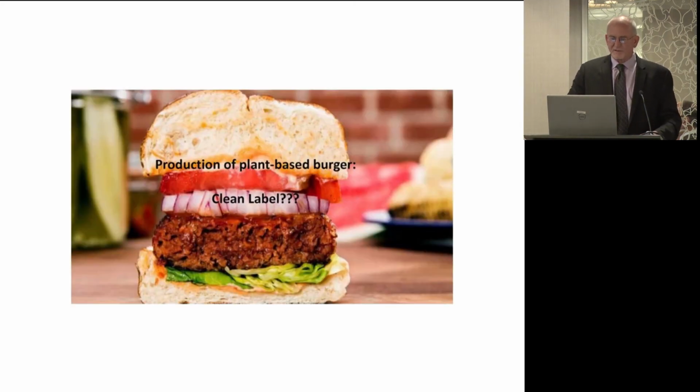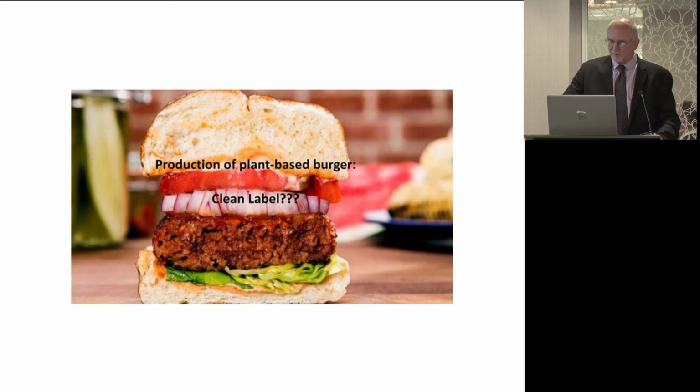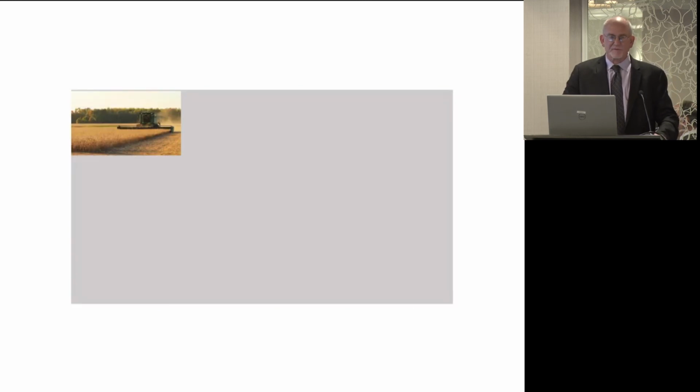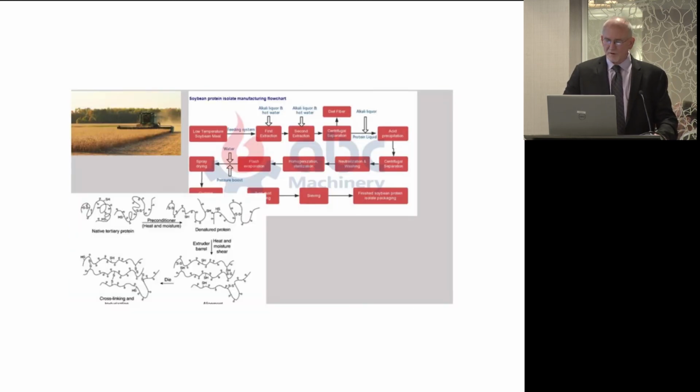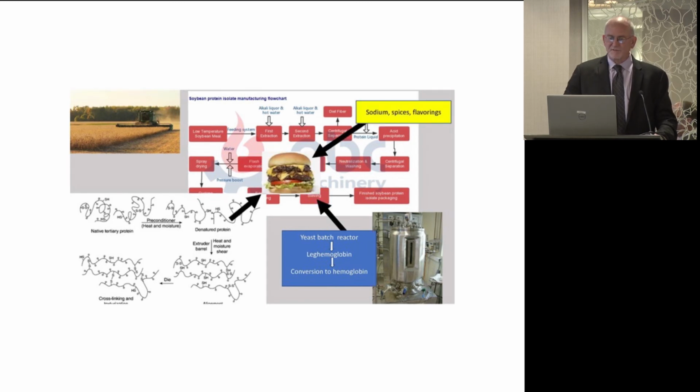How about this? The clean label. How is that going to stack up? We've heard consumers want to see clean labels. So let's take a look at a plant-based burger. You start with the field, you harvest the field, you go to the protein, you go through a bunch of steps, you isolate the protein, you denature the protein, you chemically change the protein. Meanwhile, you start with a batch reactor, you get the leg hemoglobin, you convert it, you add in the sodium, spices, and flavorings, and voila, you have a burger.